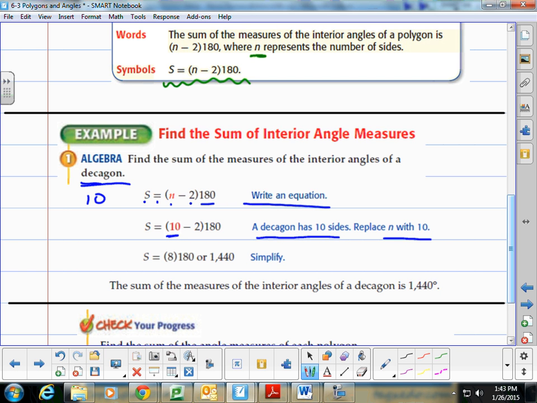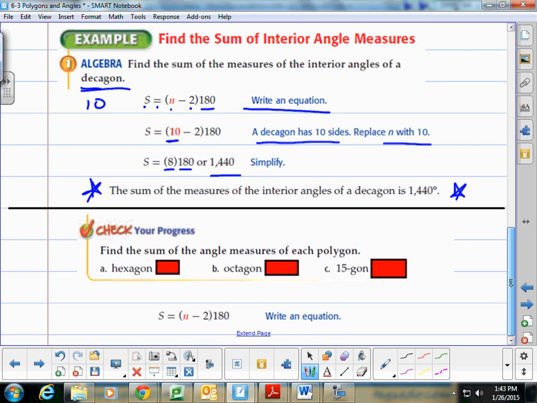We do 10 minus 2, which is 8. Multiply that by 180 because there are going to be 8 triangles that make up a decagon, and that's going to multiply to 1,440. So what this means is the sum of the measures of the interior angles of a decagon is 1,440 degrees. Okay? So we'll check our progress here using this equation.